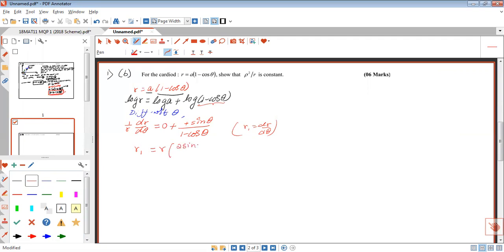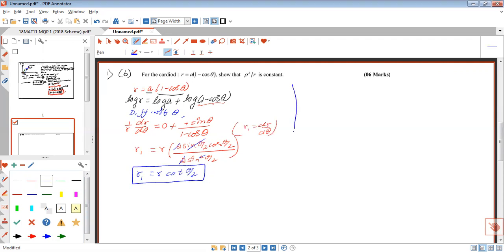Sine theta can be written as 2 sine theta by 2 cos theta by 2, by the trigonometric multiple angle formula. 1 minus cos theta can be written as 2 sine square theta by 2. Here 2 gets cancelled, one of the sines gets cancelled, so remaining is cos by sine, that is cot theta by 2. This is the value of r1, that is dr by d theta.